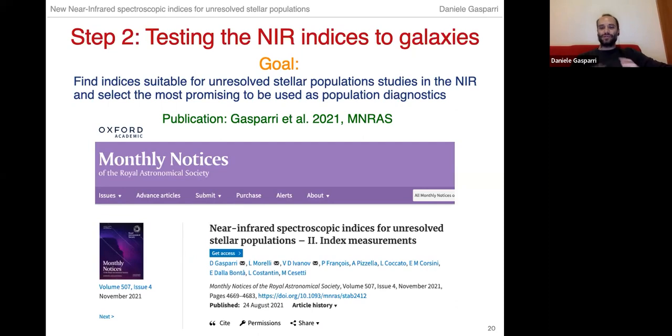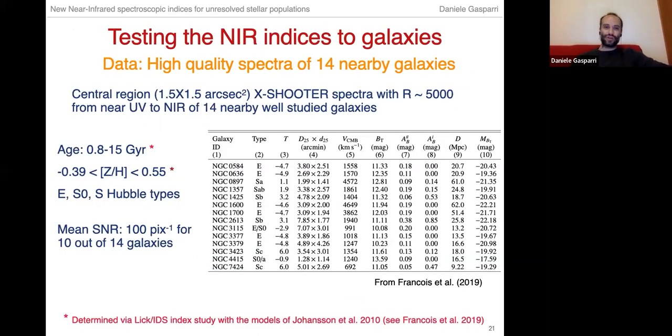For this task, I used the observations of the central regions of 14 galaxies made with the spectrograph X-shooter of the Very Large Telescope, with a very high resolution for galaxy spectra, around 5,000, from the near-ultraviolet to the near-infrared. The preliminary galaxy sample is very heterogeneous in morphological type. Here in the table, you can see some basic info. We have elliptical, S0, and spiral galaxies.